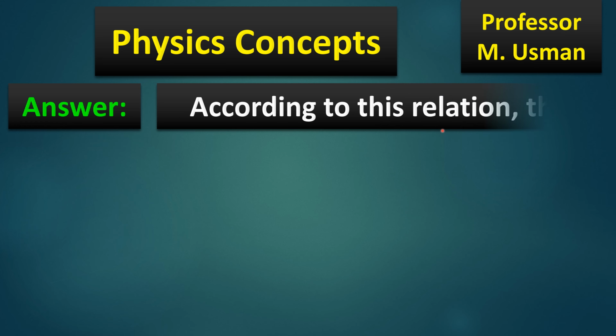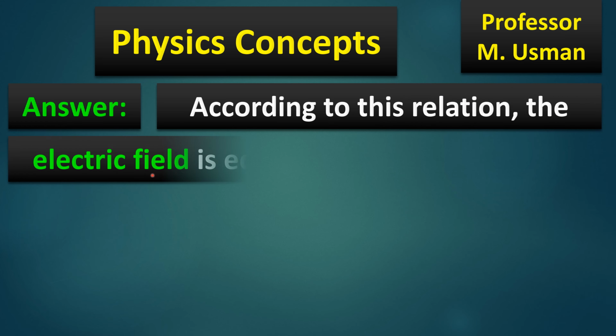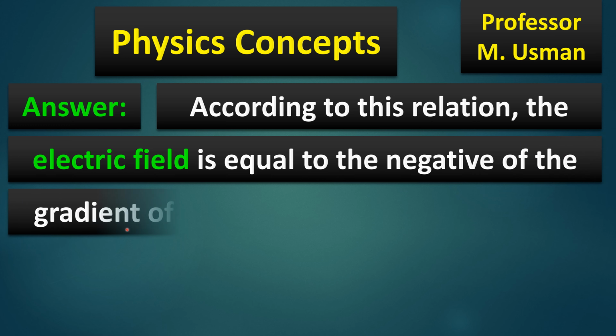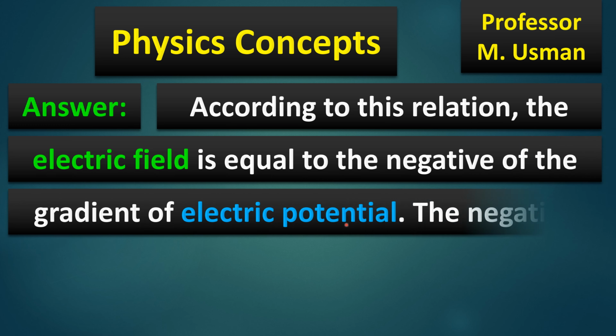According to this relation, the electric field is equal to the negative of the gradient of electric potential. The term delta V over delta R is known as the gradient of electric potential. So electric field is equal to negative of the gradient of electric potential.